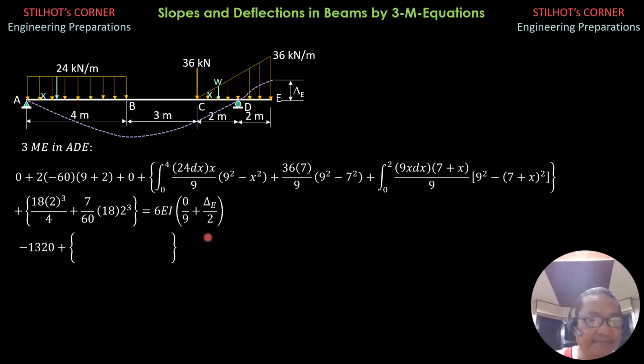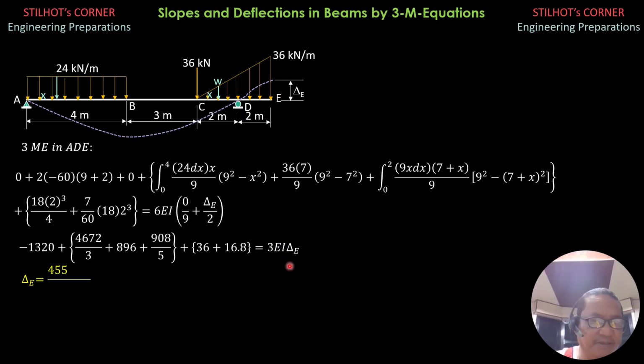Simplifying, this is negative 1320, and this integral is 4672 over 3. This value is 896. This next integral is 908 over 5. This value here is 36, while that value is 16.8, equals 3EI delta E. So from there, we can solve delta E. It is positive because E is above this horizontal line, so delta E is positive 455.911 over EI. Then finally, for the slope at E, let's magnify that.